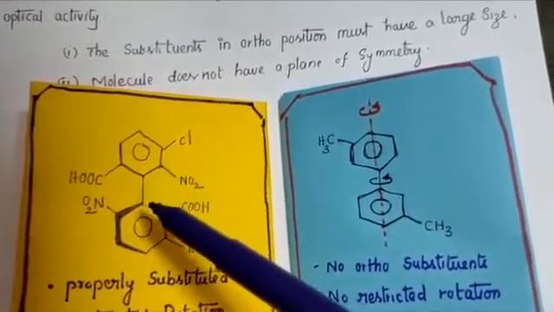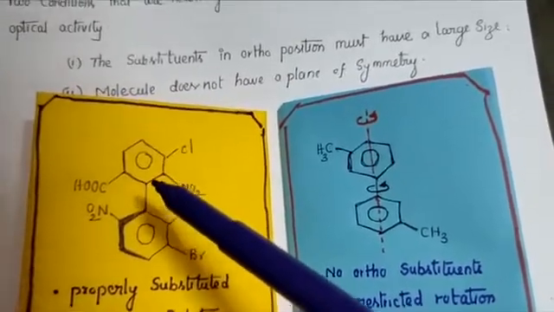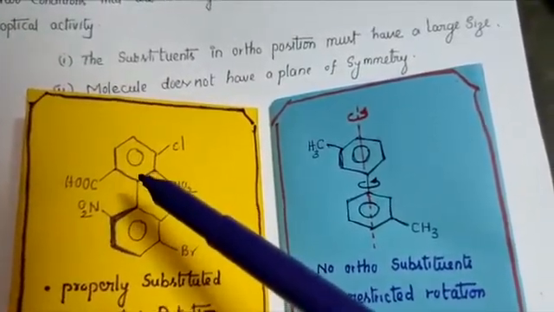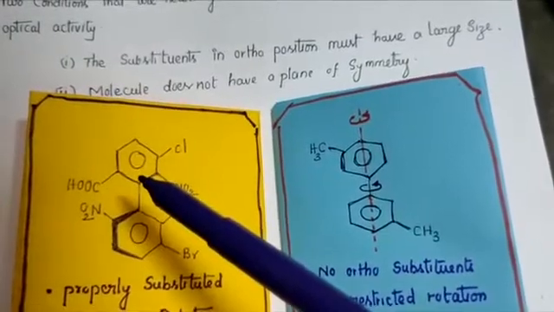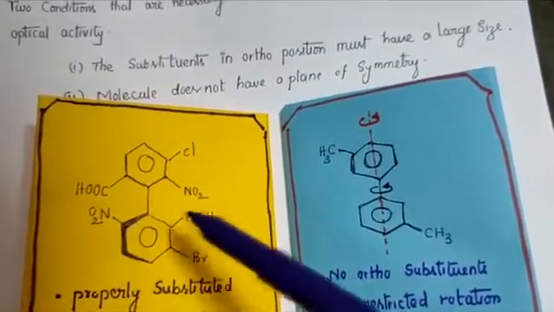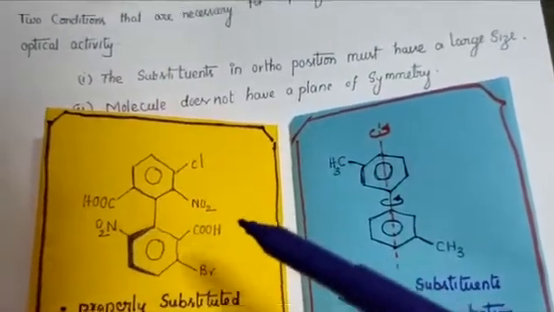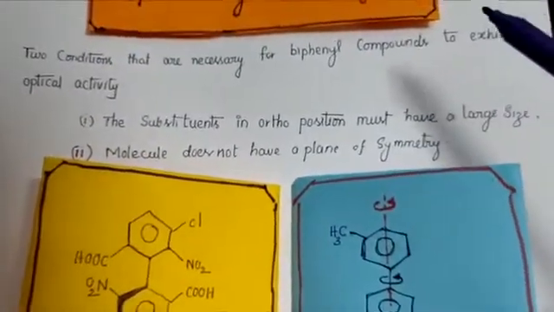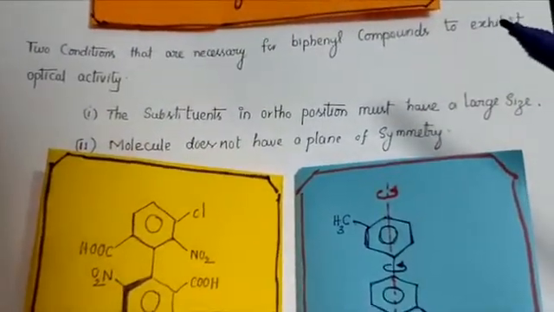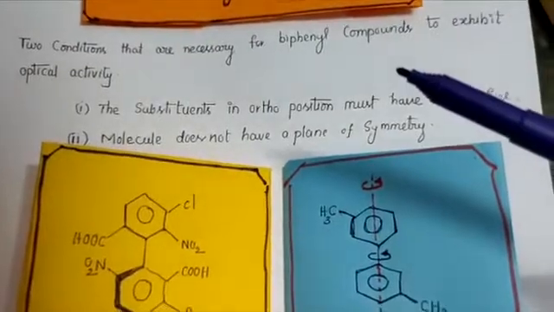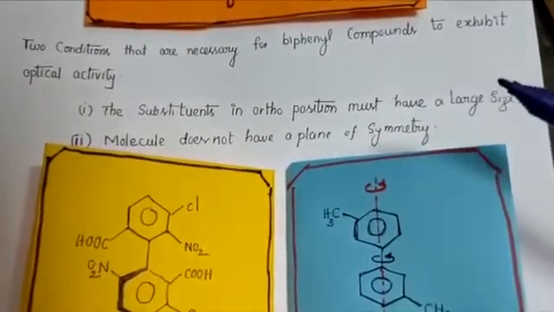Because of the restricted rotation of the single bond. This single bond will not rotate by its own. Why is it showing restricted rotation? Because of the presence of substituents at the ortho position. Two conditions are necessary for biphenyls to exhibit optical activity, because of this restricted rotation, and the molecule then exhibits optical activity.